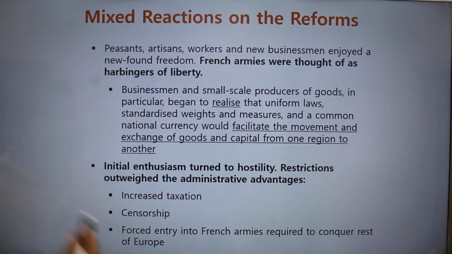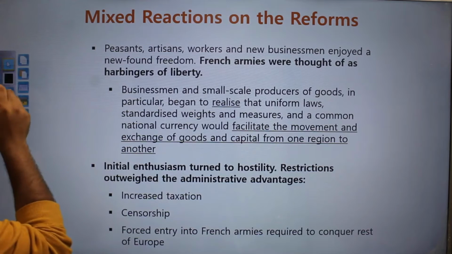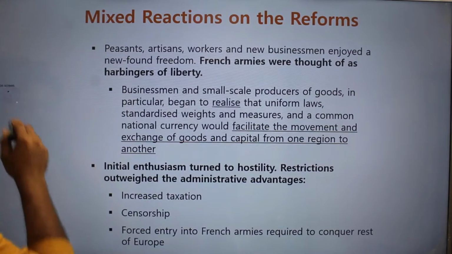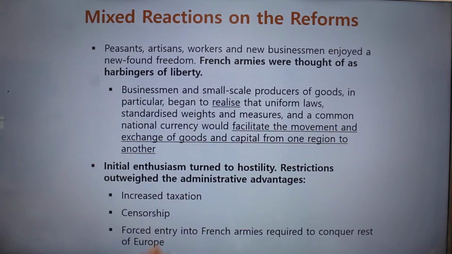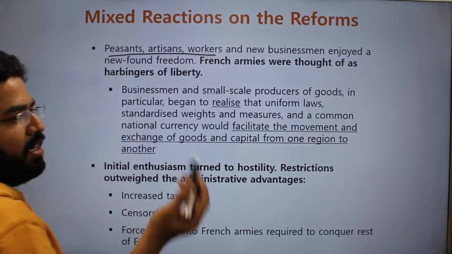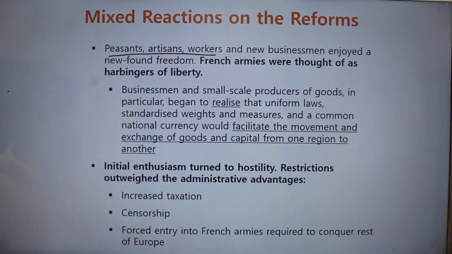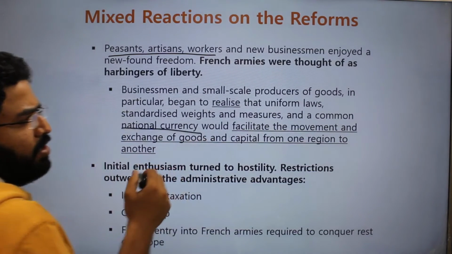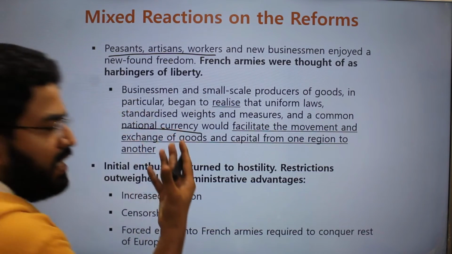Then this led to a situation where many people were happy. Obviously, some people who did not benefit from these laws and changes were quite turned off by all this happening around them. So you could see that the peasants were really happy. The workers were really happy because they had an opportunity that was based just on skill and not on where the person is born. So a national currency was introduced, and weights and measures were introduced. This helped the businessmen as well.